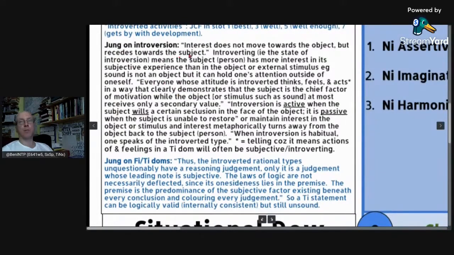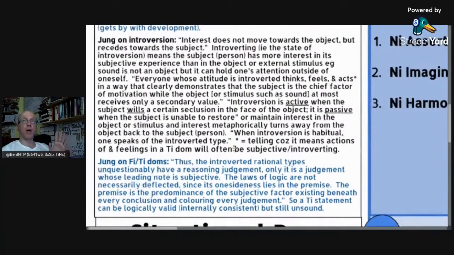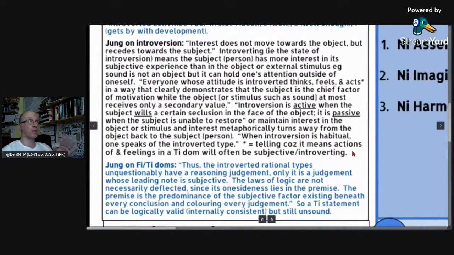Jung on introversion. So again, I added a little bit to this because it's not clear, but I'm going to try and do like the best explanation of verting out there. Interest does not move towards the object, but recedes towards the subject. Okay, so what that means is, well, I'll go on to explain. Introverting, i.e. the state of introversion, means the subject, person, is more interested in its subjective experience than in the object or external stimulus.